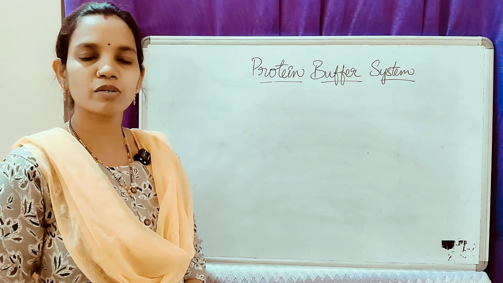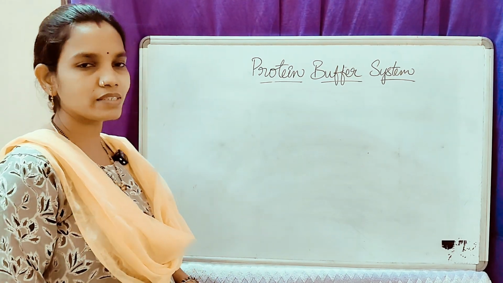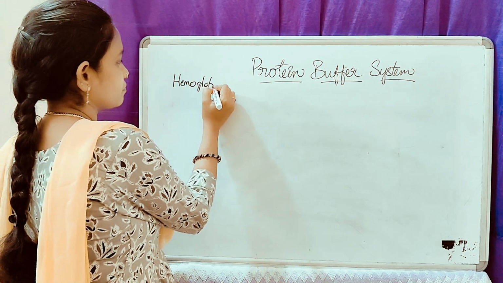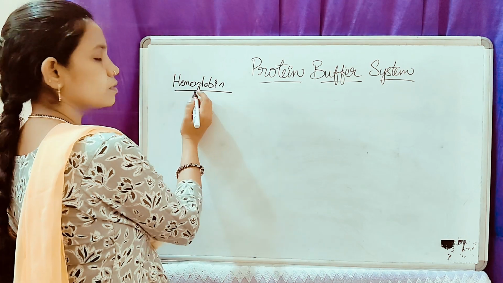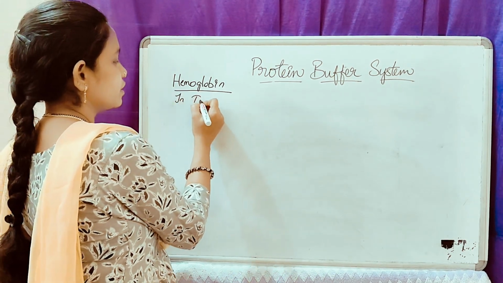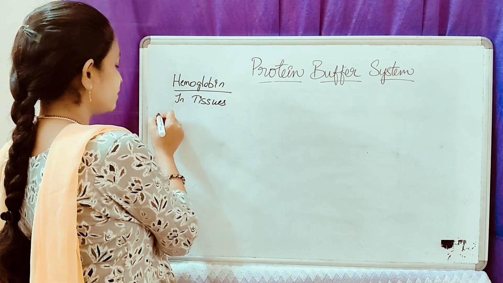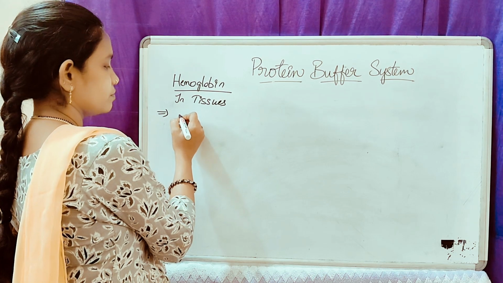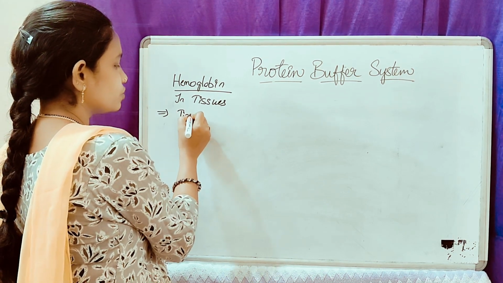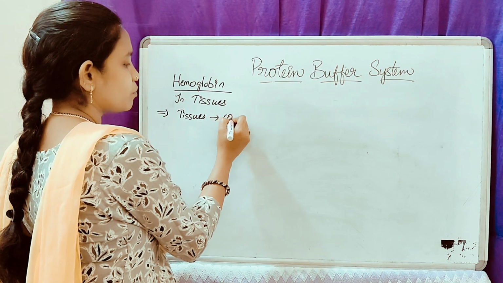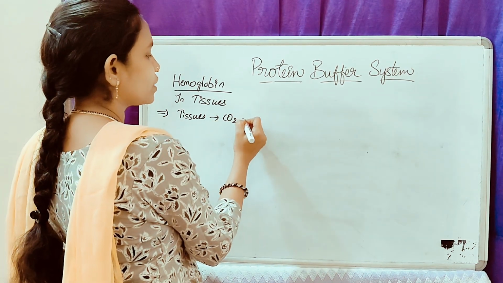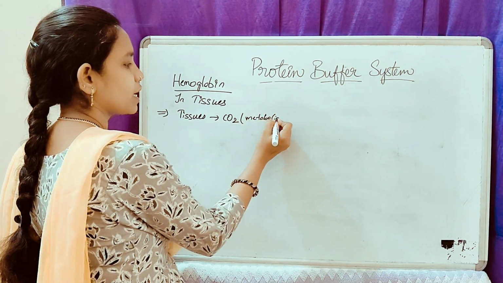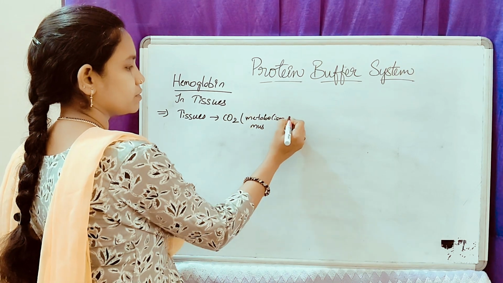Now let's see one of the most important protein buffers in the body, that is hemoglobin buffer. Let's see how it works. First in tissues. So when the blood reaches the tissues, here tissues will produce carbon dioxide. This carbon dioxide is produced during metabolism, like muscle activity.